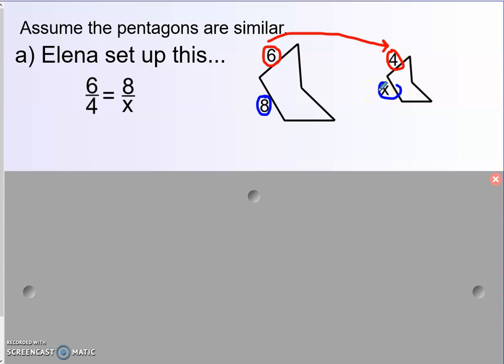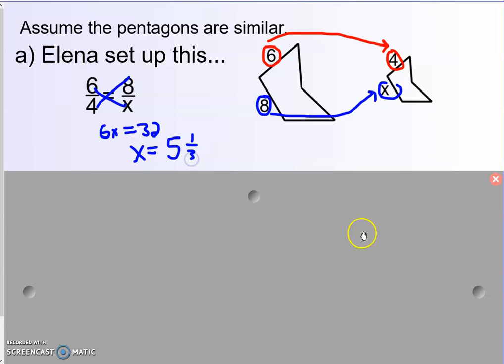And the answer is yes, she is being consistent. She is comparing the left-hand part on top in both cases, the right-hand part on the bottom in both cases, and she's matching up the corresponding parts. And if we cross multiply this just to play around, we get 6X equals 32, and you can solve that for X by dividing by 6, and we get a fraction, which is okay. I think we get 5 1/3.